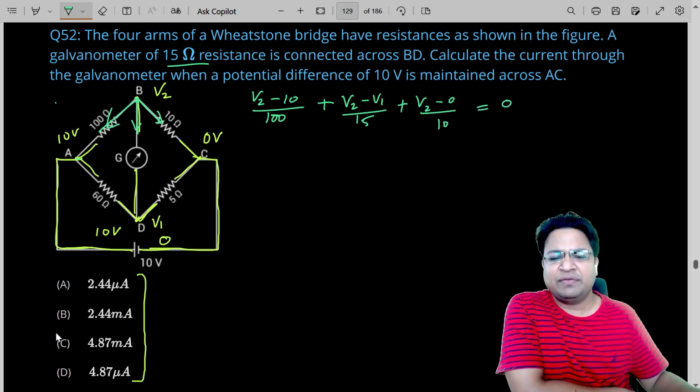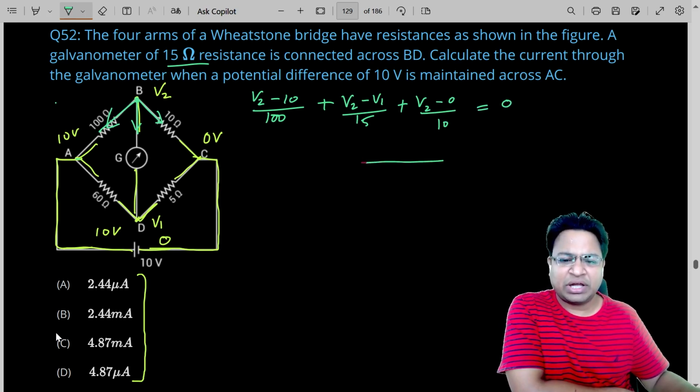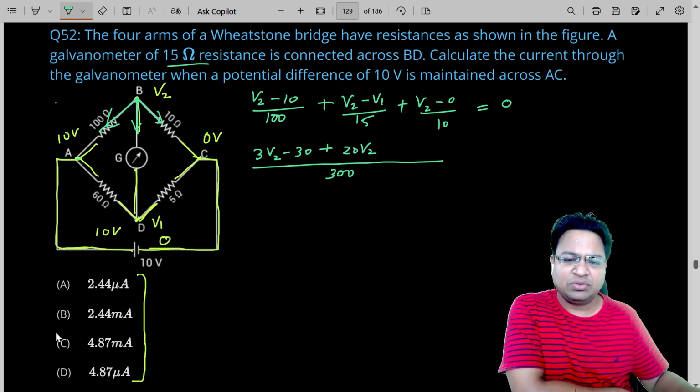So 100, 150, and 10. Let me make 300 as the common denominator. So this will become 3V2 minus 30. And this will become 20 times, so 20V2 minus 20V1. And then here it will become 30V2, and 30V2 is equal to 0.